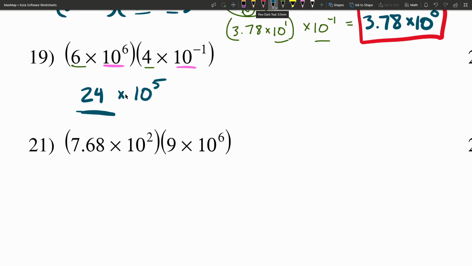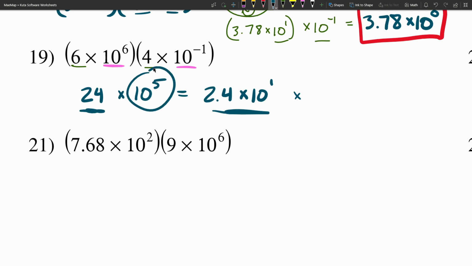We just need to rewrite this 24 as 2.4 times 10 to some power. So that's going to be equal to 2.4 times 10 to the first. Multiplying 2.4 times 10, that's going to give me that 24. So if we have 2.4 times 10 to the first, that is 24. I still need to multiply by my 10 to the 5th.